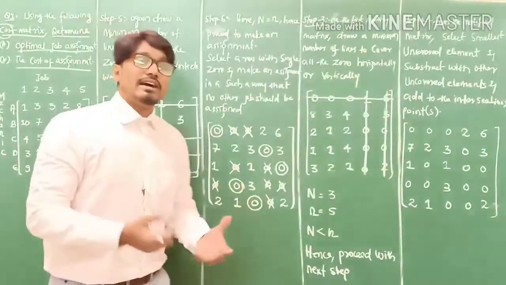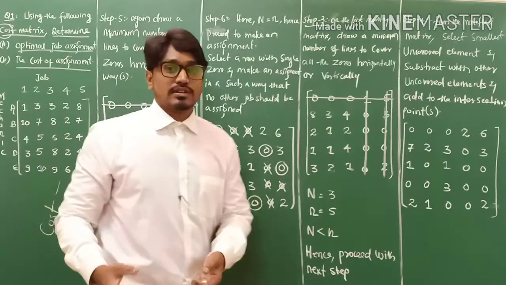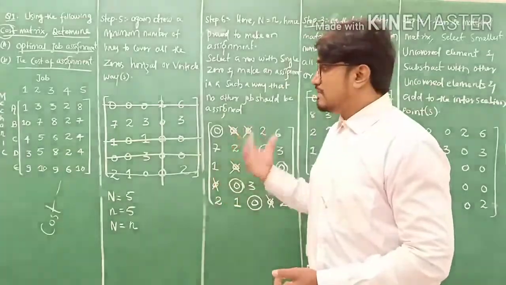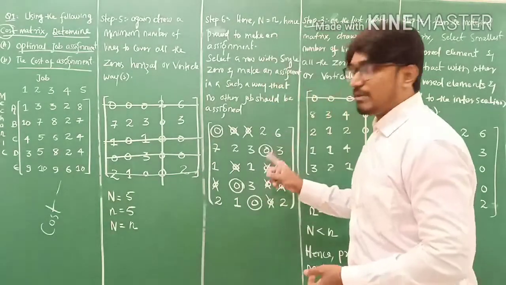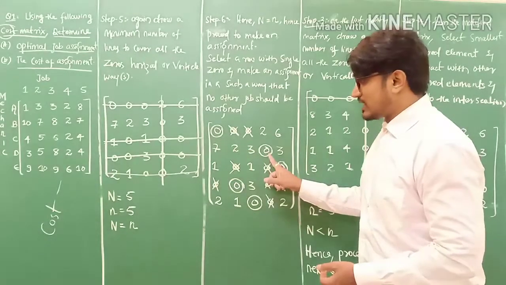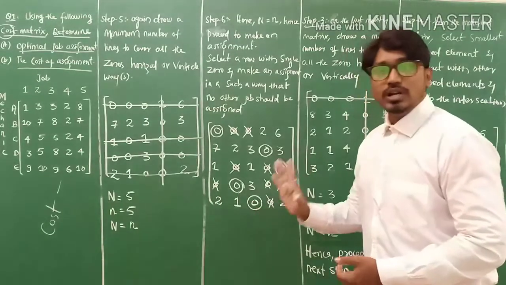Okay, when you don't have a single zero, when you get multiple zeros, you do this comparative study, whatever I have done for this question. Similarly, you do the same and get your assignment. This is the right assignment because one row, one assignment. Second row, only one assignment. Third row, only one assignment. Fourth row, only one assignment. Fifth row, only one assignment.